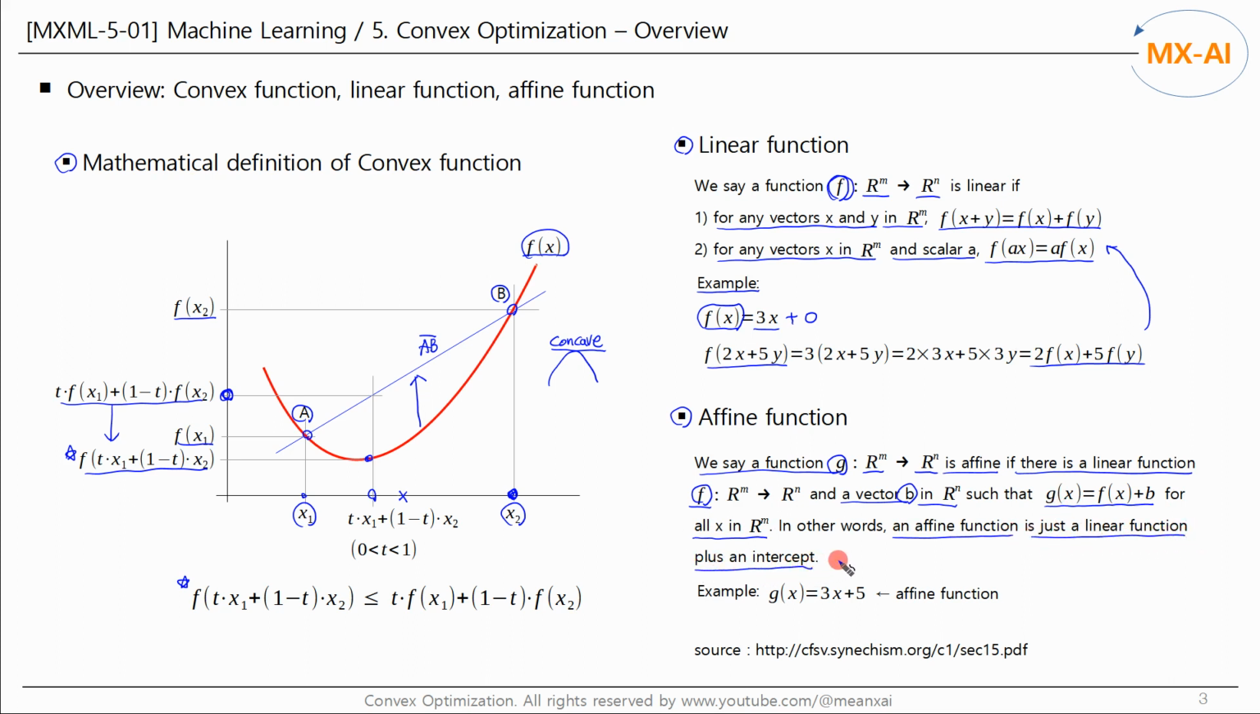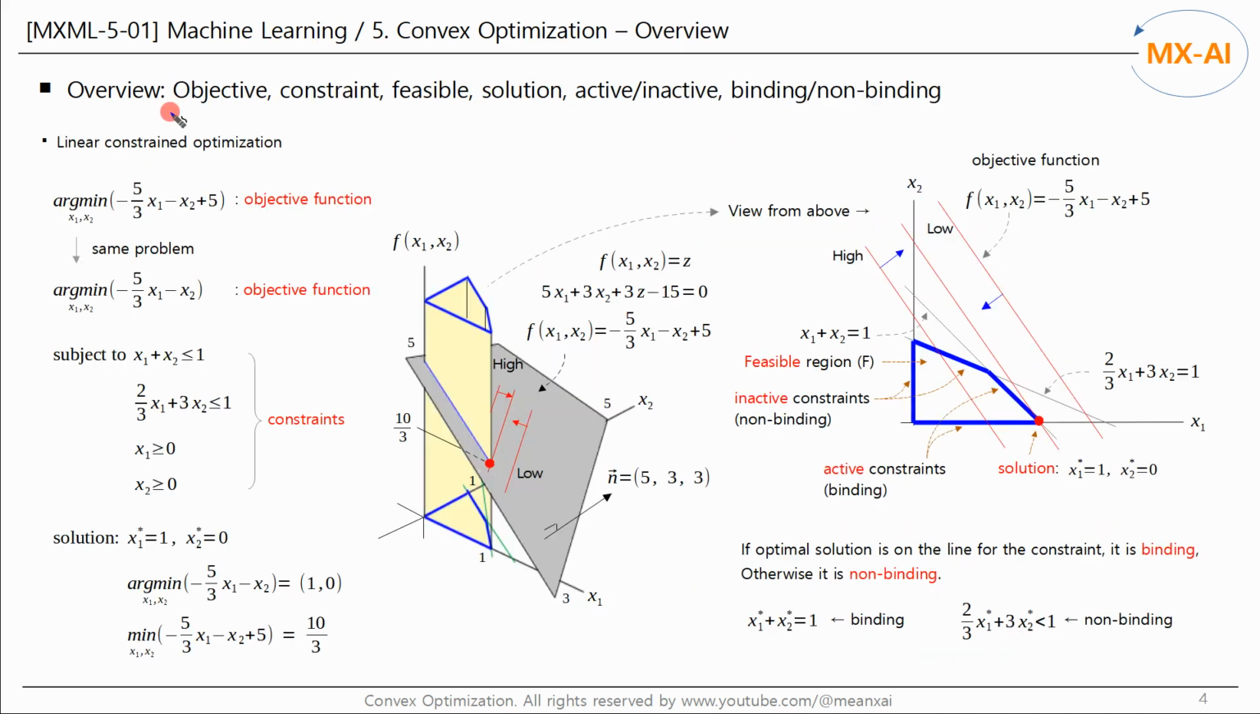Let me give you an example. There is a function g such that g of x equals 3x plus 5. Since the function 3x is a linear function, the function g is affine. Next, we will briefly look at concepts such as objective function, constraints, and feasible region.